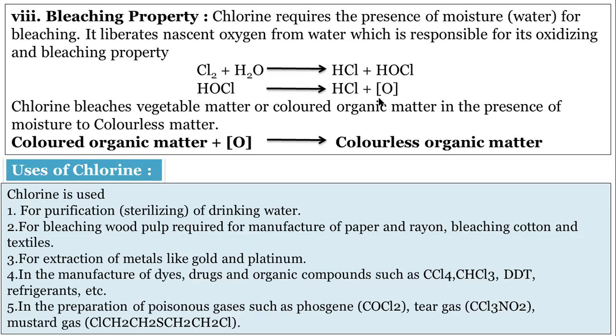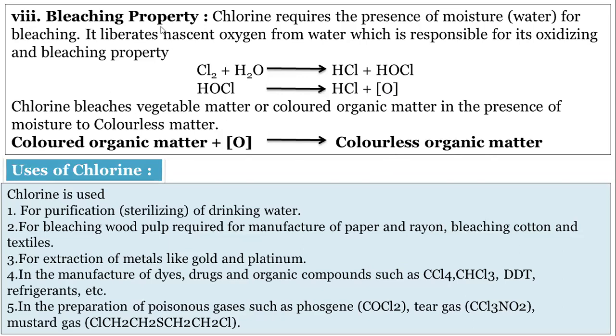This nascent oxygen bleaches vegetable matter or colored organic matter into decolored matter. So colored organic matter is converted into colorless organic matter due to the presence of this nascent oxygen, remember. This nascent oxygen is responsible for bleaching action. For 1 mark, this question will be asked in the board examination. Remember, this is important for the exam: explain the bleaching property of chlorine.